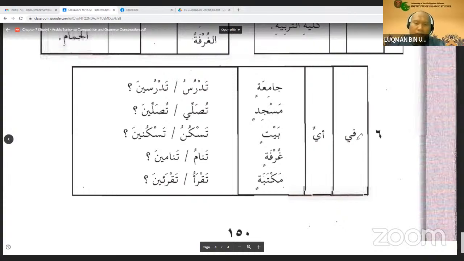So in which university do you study? In which masjid do you pray? In which house do you live? In which room do you sleep? In which library do you read? Maktaba.